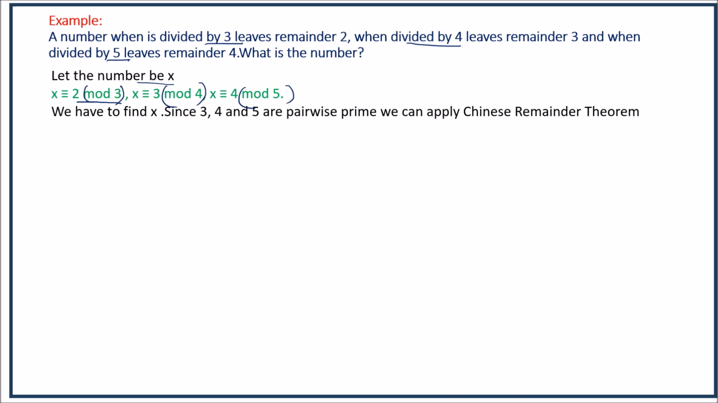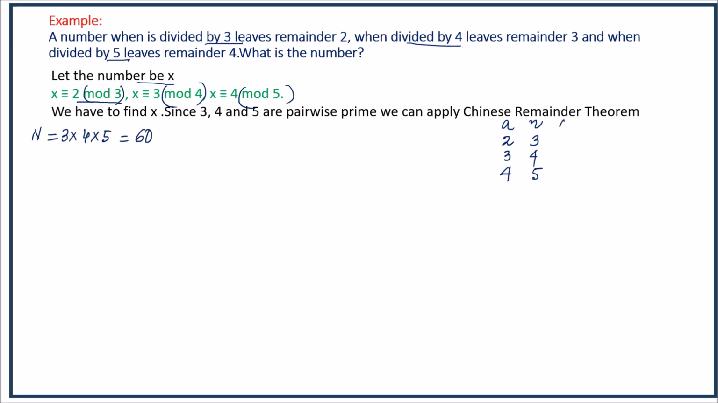Since 3, 4 and 5 are pairwise prime, we can apply the Chinese remainder theorem. First we have to mention why we are applying this one. Next, after framing the equations, we'll write what a1 is. a1 is 2, a2 is 3, then a3 is 4. And what about n1, n2, n3? They are 3, 4, 5. First I'll go to step 1. I'll find n. n is equal to 3 into 4 into 5. That will be 60.